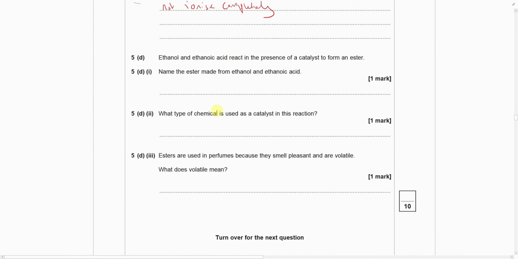5D, ethanol and ethanoic acid react in the presence of a catalyst to form an ester. Name the ester made from ethanol and ethanoic acid. So this is where you use this part here, so it's ethyl, and then ethanoate for the ester part. Ethyl ethanoate. What type of chemical is used as a catalyst in this reaction? Well, it's an acid that we use to do that. Normally sulfuric acid.